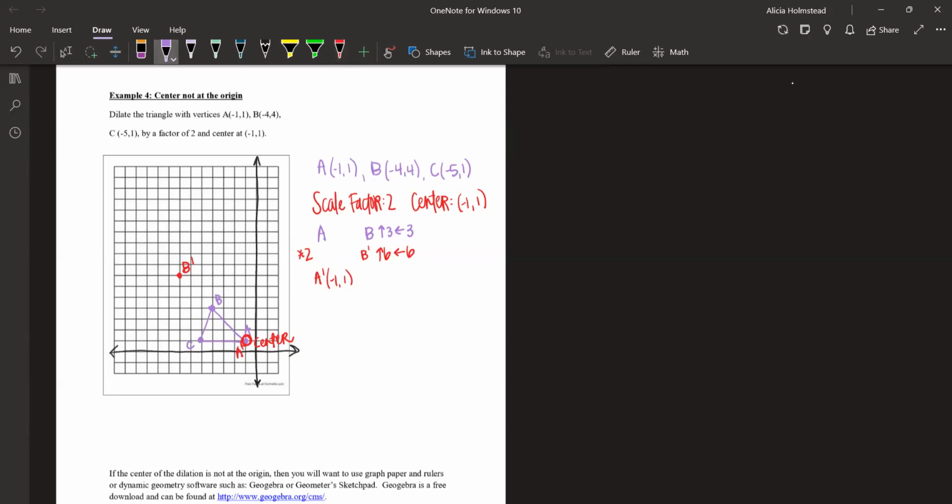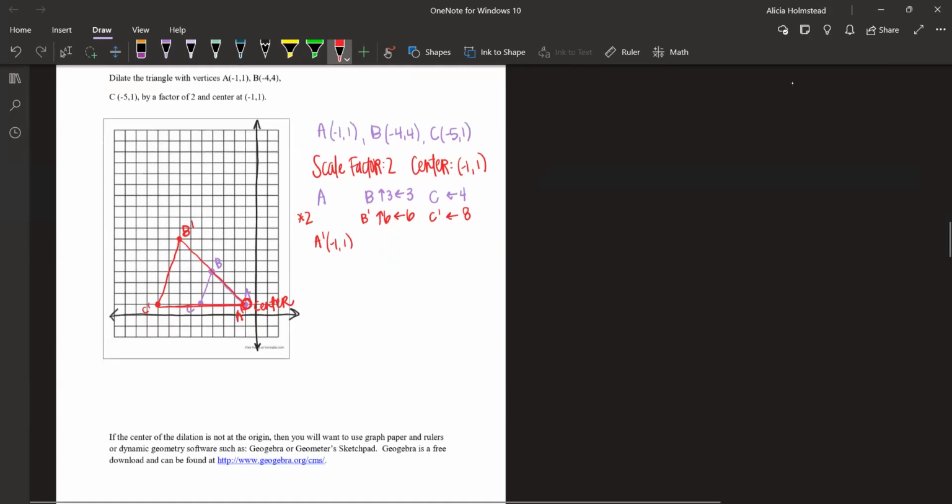And then C, to get there from our center, we go over 1, 2, 3, 4. We go left 4. So to find C prime, we need to go left 8, which will be 4, 5, 6, 7, 8. So it'll be located right here. You can then go ahead and connect those points. And we see that our new image is 2 times larger than our original.